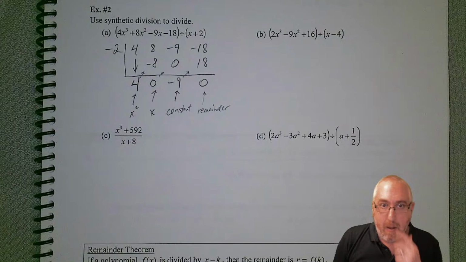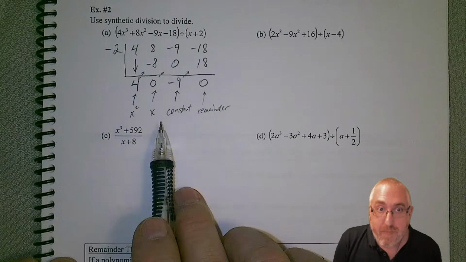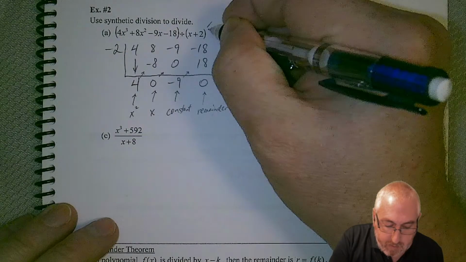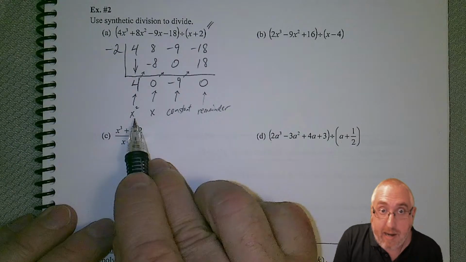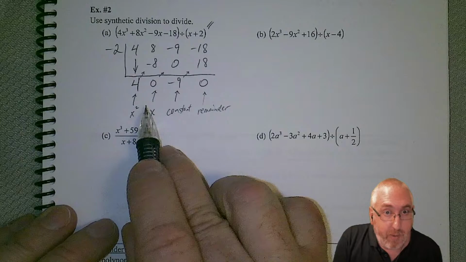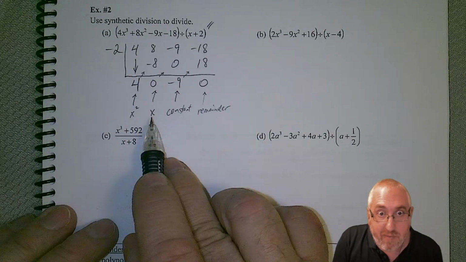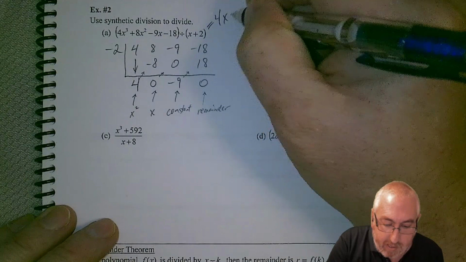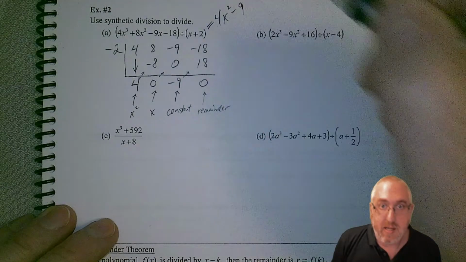So now that we know this little formula, we can put our quotient together. So we should have a 4x squared, and we don't have an x term at all, so we can leave it out, and then our constant is negative 9. So this should be 4x squared minus 9.